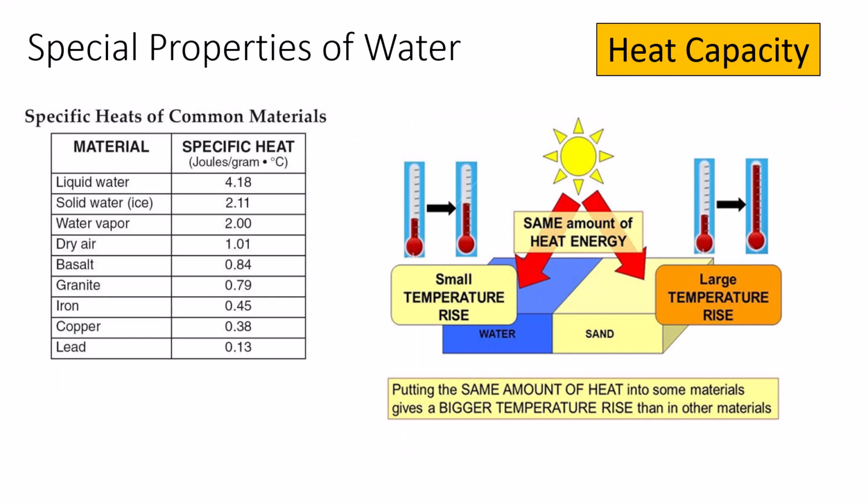Special properties of water, the heat capacity: like I said in that previous slide, there is a substantial amount of energy being emitted from the sun. This heat energy is going to be used by different media on the planet in different ways. If we look specifically at sand and water as a comparison, sand has a low specific heat capacity, which means all of the energy being sent from the sun is going to cause the sand to have a large temperature rise.